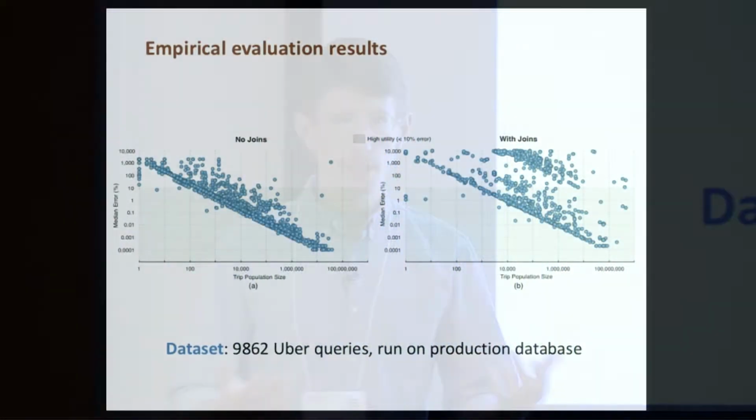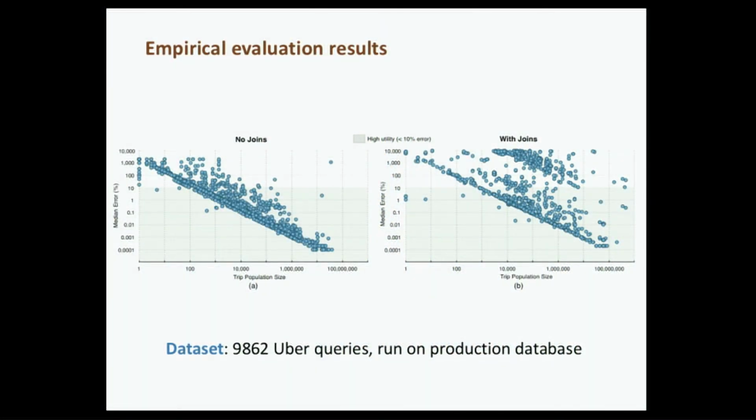One of the cool things about this is we were able to take those queries that I talked about and actually see what would be the effect of differential privacy on these queries, or at least of our approach. These are a couple of scatter plots that show, for about 10,000 queries, what the utility looks like as a function of how many trips the queries are querying. The general trend is that the error goes down as you query more trips, which is what you expect to see.